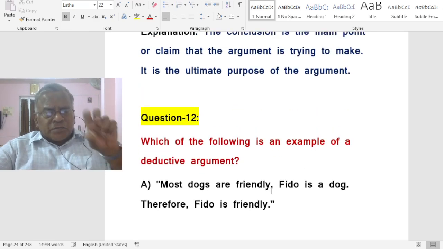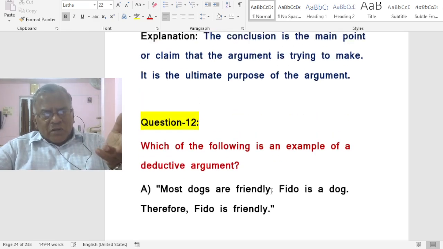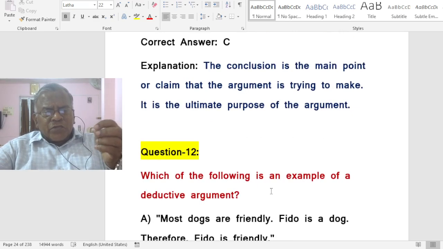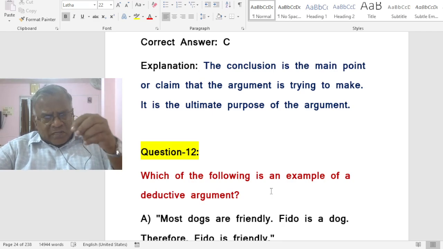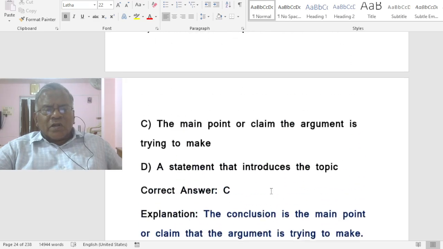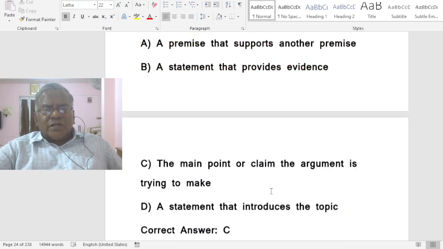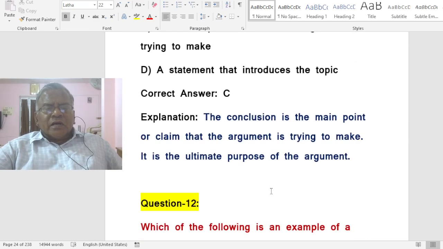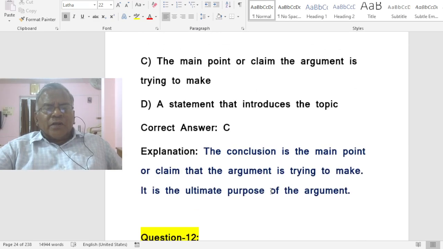What is the purpose of these two premises? In order to come to a conclusion like this, the ultimate purpose, in order to come to the main point. Aristotle is mortal, that is the main point. I hope you understood this. So, what is the conclusion in an argument? That is, the main point or claim the argument is trying to make. That is the conclusion.